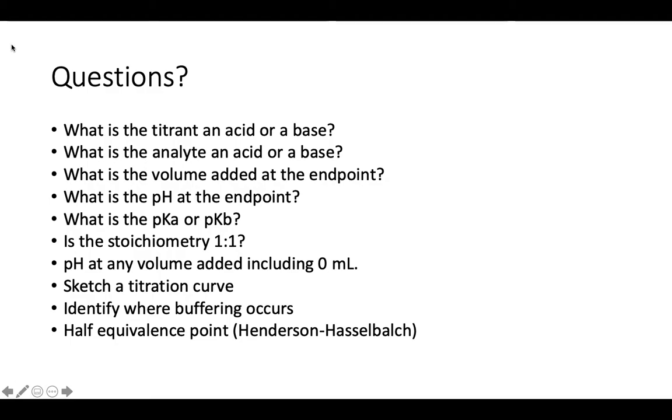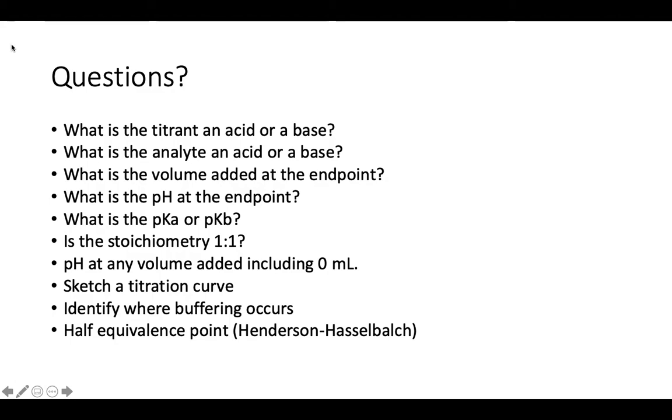It will also tell you if the stoichiometry of the reaction is 1:1. If it is, you'll only see one vertical section on your curve. If you see two vertical sections, then it is a 2:1 acid base, like H2SO4 with sodium hydroxide.